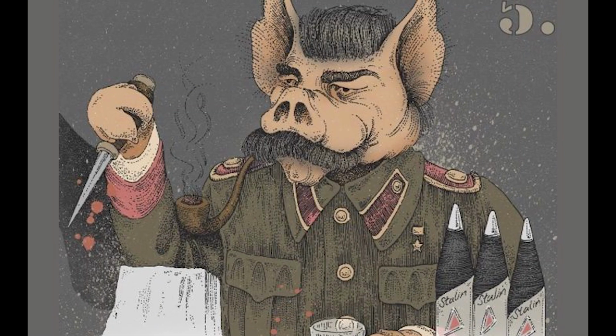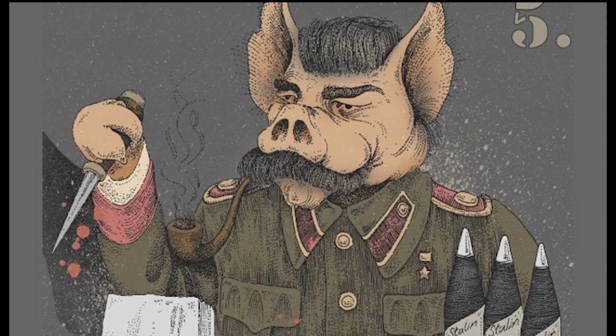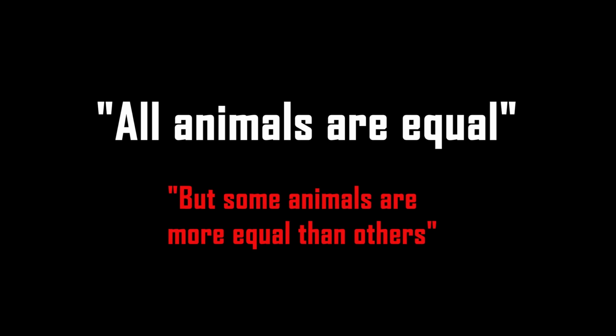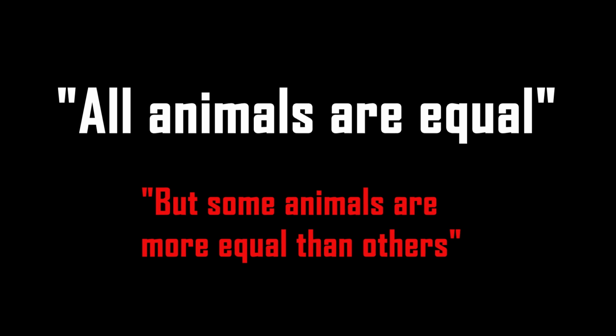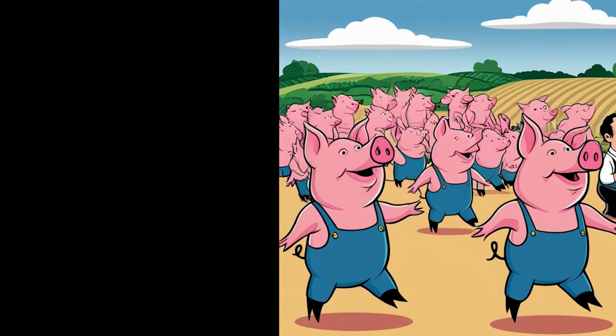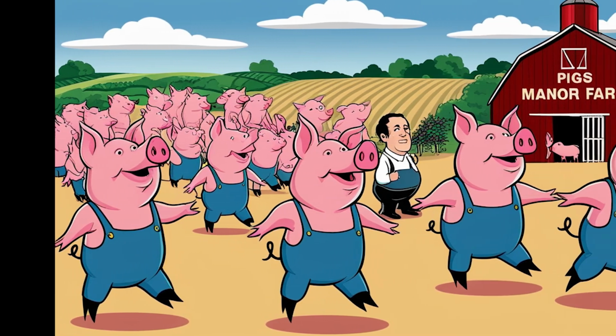Themes. Power and corruption. The novella illustrates how those who seek power often become corrupt and oppressive once they attain it. The betrayal of ideals. The gradual erosion of the Seven Commandments reflects the betrayal of the original principles of the revolution. The cyclical nature of history.